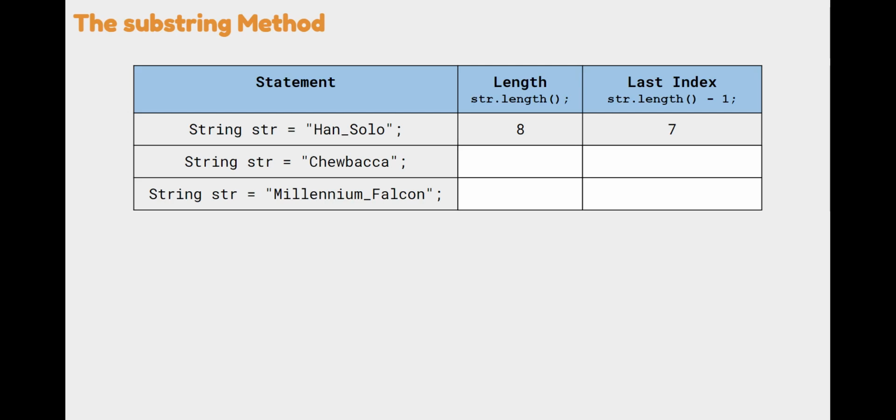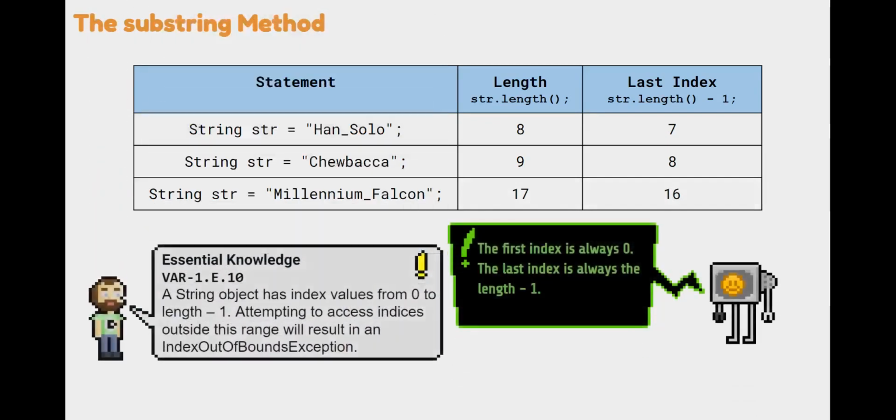If we set our string to Chewbacca and we called the length method on that, that would evaluate to a 9. The last index then would be at 8. Our indices would be from 0 to 8. Finally, with Millennium Falcon, the length method would evaluate to 17, which means our last index would be at 16.